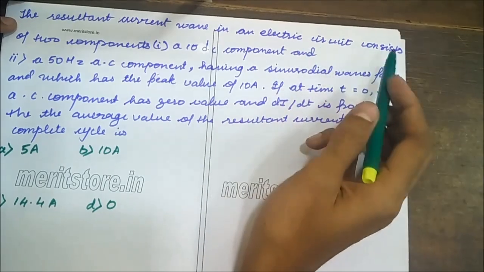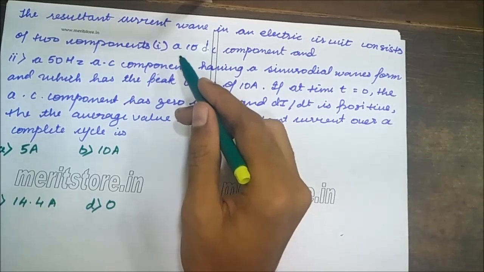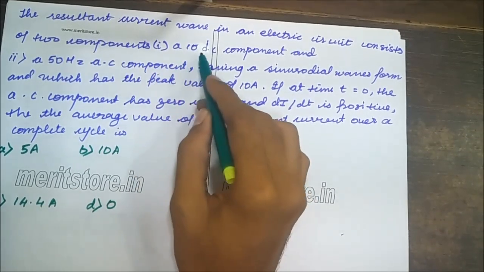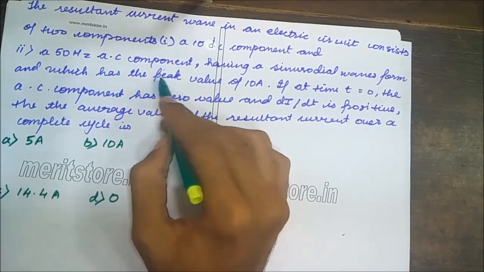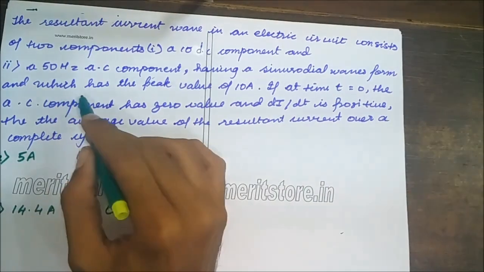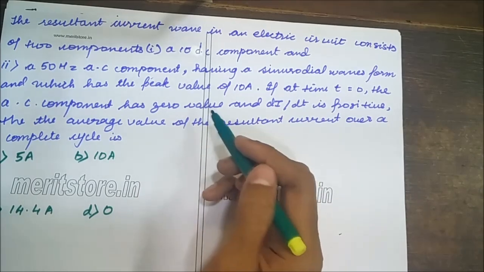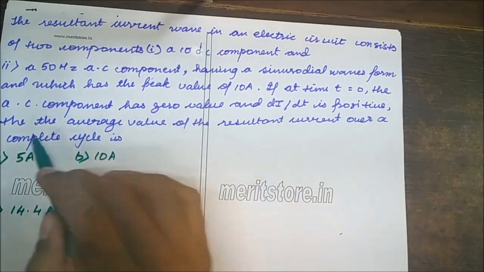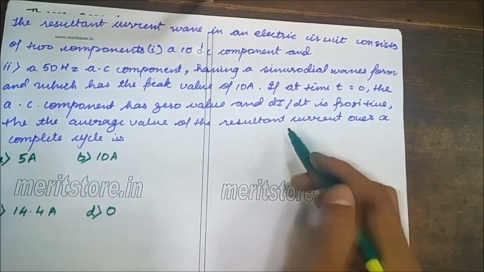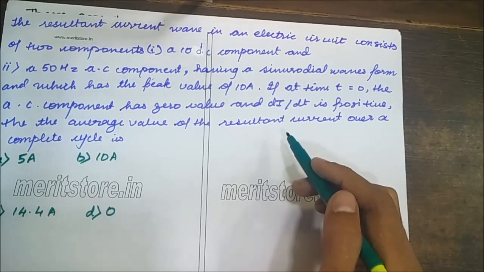Current wave in an electric circuit consists of two components. Number one is a 10 ampere DC component, and number two is a 50 hertz AC component having a sinusoidal waveform, which has a peak value of 10 amperes. At time t equals 0, the AC component has 0 value, and di upon dt is positive. The average value of the resultant current over the complete cycle is what we need to find.